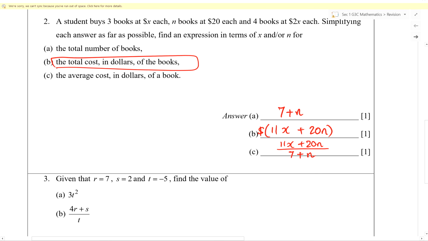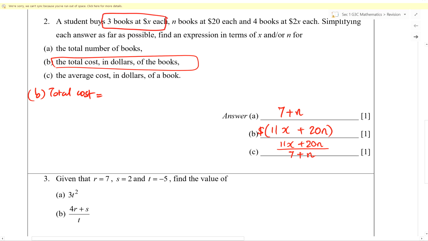So this person buys 3 books at x dollars, then he buys n books at $20, and then 4 books at 2x each. The total cost in dollars. Okay, so let's start with the first one. 3 books at x dollars. How much is he going to spend on these 3 books?